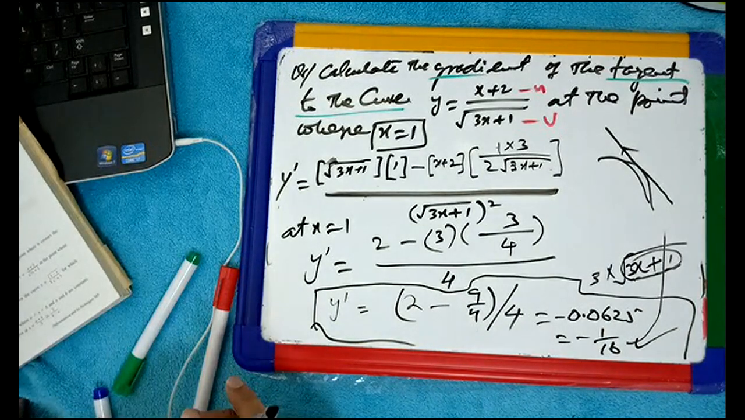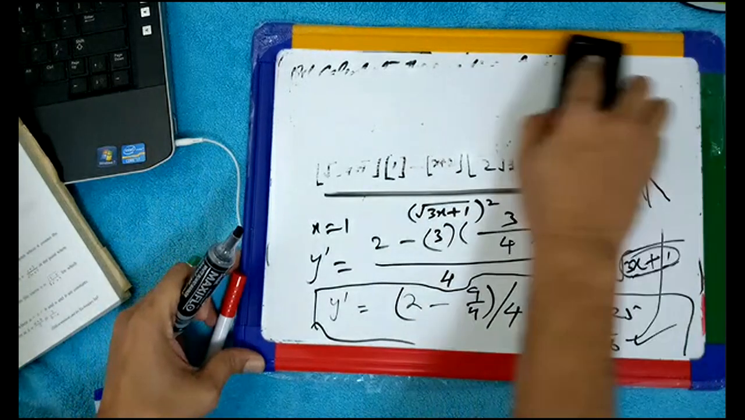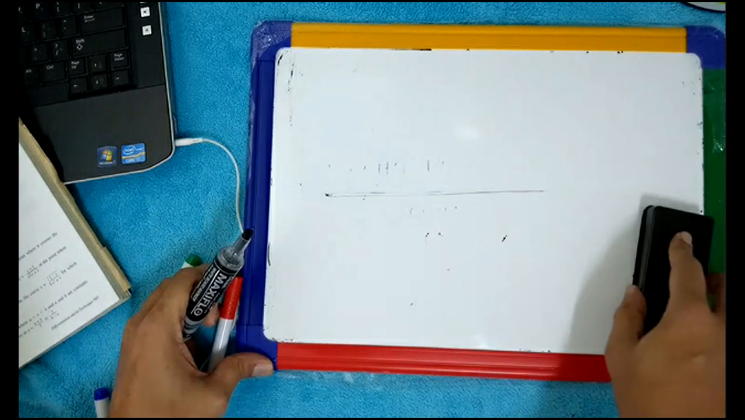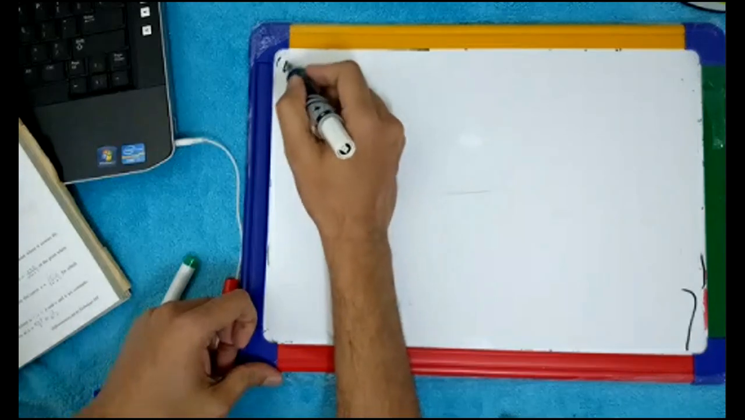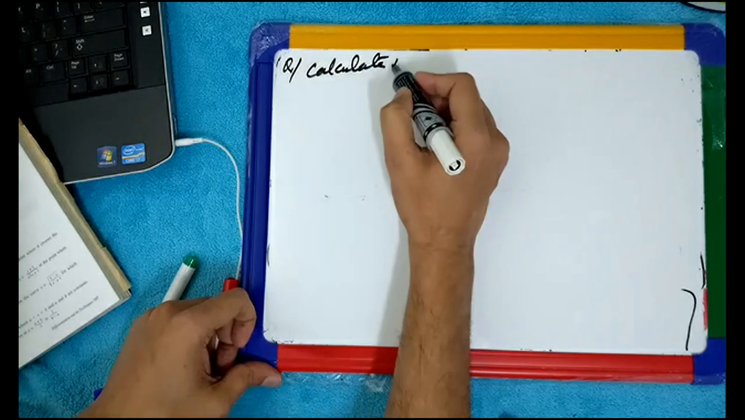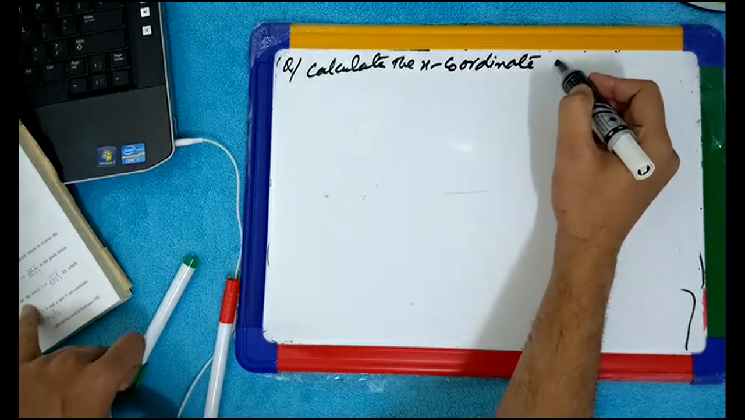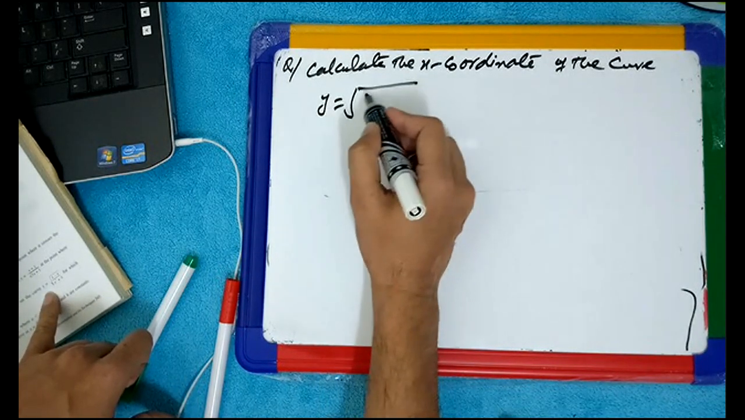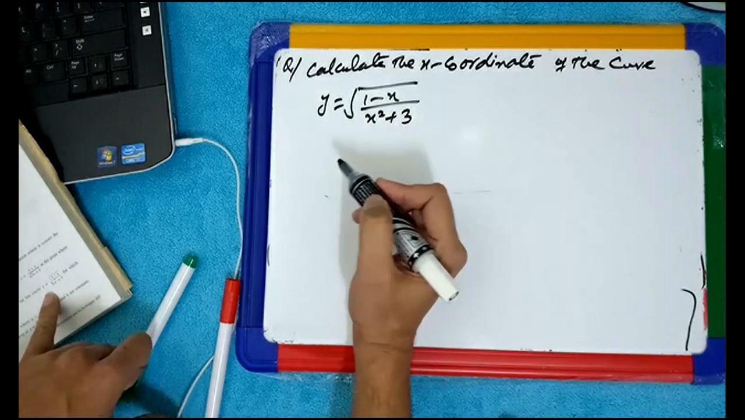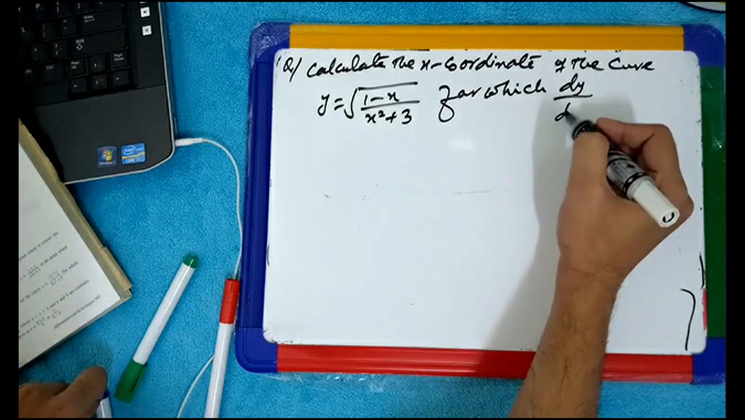Okay, so this was the question where we saw this. Now one more question I will tell you, that kind of thing also comes in the exam in additional mathematics. They give you that the derivative is 0. The question is: calculate the x coordinate of the curve y equal to square root of 1 minus x over x squared plus 3 for which dy over dx equals 0.